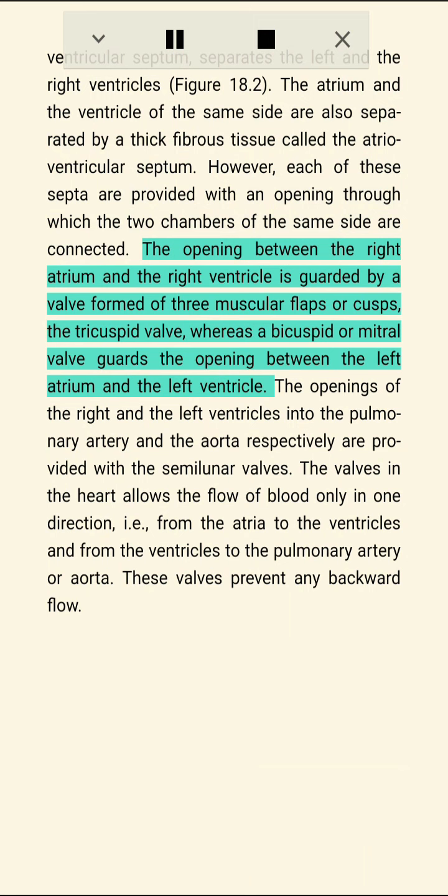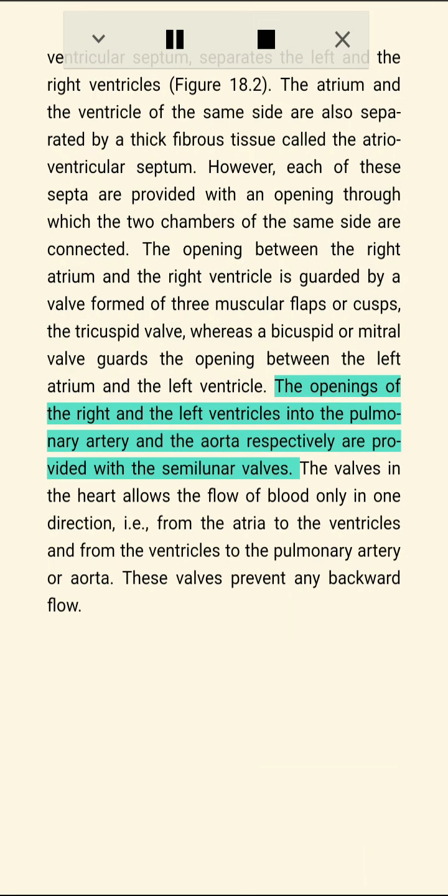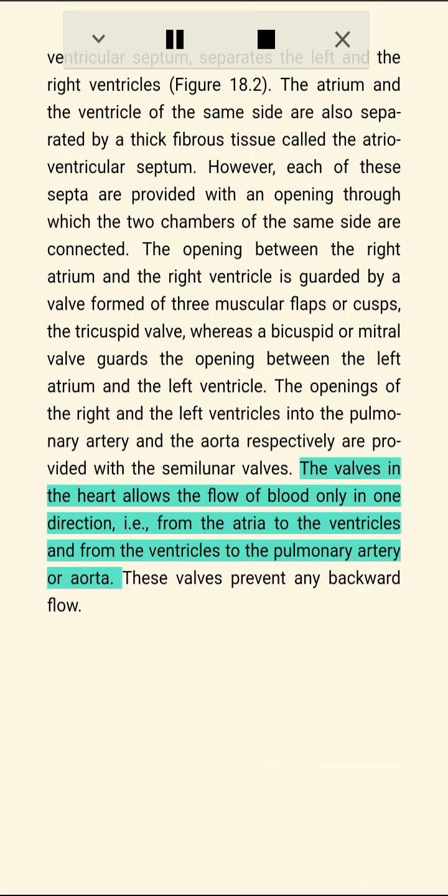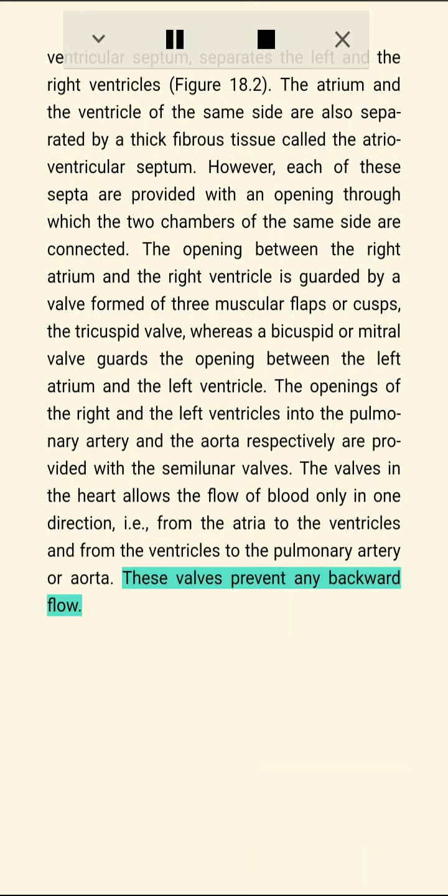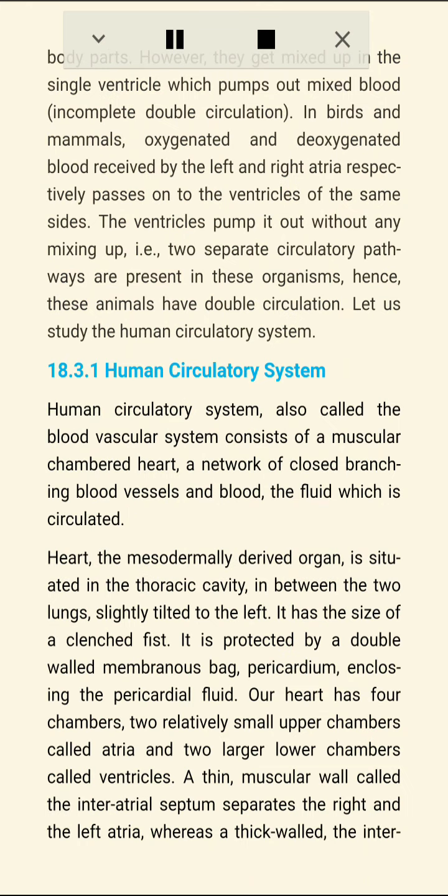The opening between the right atrium and the right ventricle is guarded by a valve formed of three muscular flaps or cusps, the tricuspid valve, whereas a bicuspid or mitral valve guards the opening between the left atrium and the left ventricle. The openings of the right and the left ventricles into the pulmonary artery and the aorta respectively are provided with the semilunar valves. The valves in the heart allow the flow of blood only in one direction, i.e., from the atria to the ventricles and from the ventricles to the pulmonary artery or aorta. These valves prevent any backward flow. Figure 18.2 Section of a human heart.